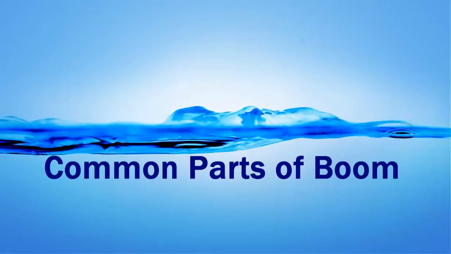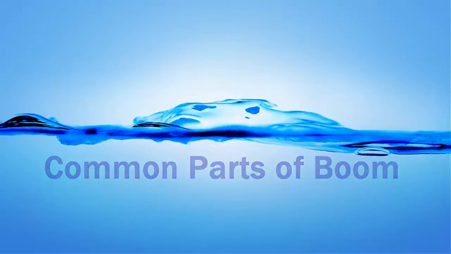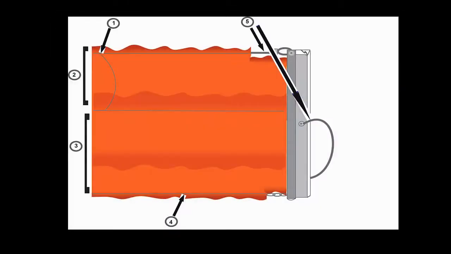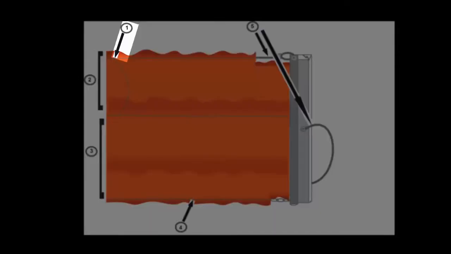Common parts of boom. The common parts of boom are the flotation device, which keeps boom at the surface level to trap floating oil. And the freeboard sits above water so oil doesn't wash over the top. The skirt prevents currents from pulling floating oil under the boom. The ballast is the weight at the bottom of the skirt, keeping boom hanging vertically. The tension member or the strength member are the cables, chains, or lines of the boom.